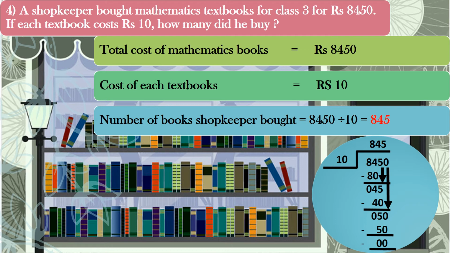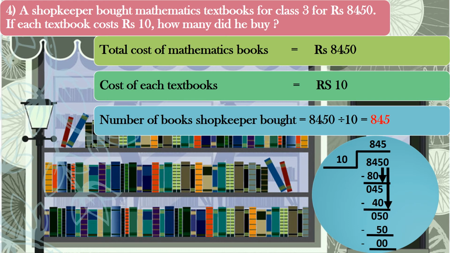So we know the total. We know that each textbook is the same price, which is rupees 10. All we need to find out is the other number, which is how many did he buy. So how do we find out? We simply divide it from the total. So total cost of mathematics books is equal to rupees 8,450. What other information do we know? We know that the cost of each textbook is equal to rupees 10. What is the question they have asked? How many did he buy? Who bought? The shopkeeper. So we say number of books the shopkeeper bought is equal to 8,450 divided by 10.